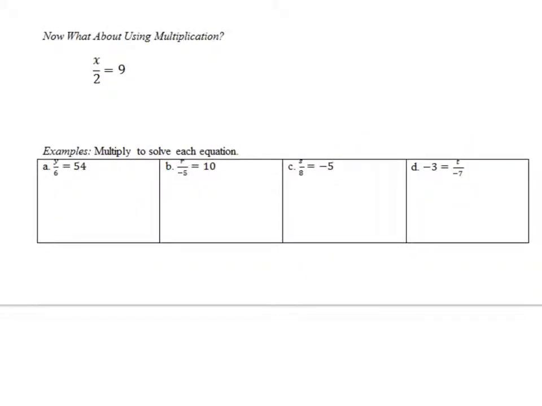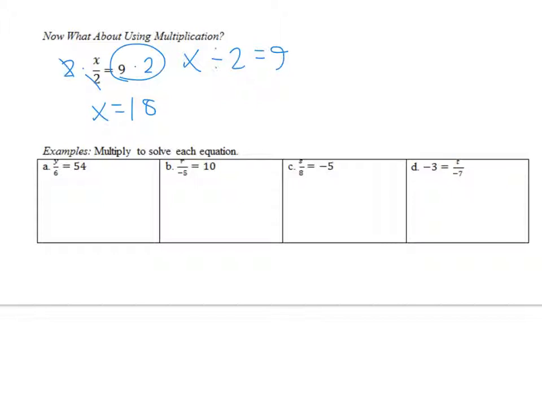Just like we divide both sides when they're multiplying, we're going to multiply both sides when you're dividing. So this is x divided by 2 equals 9. In order to get rid of the dividing by 2, we're going to multiply both sides by 2. This is going to be 2 divided by 2, which is 1. So x equals 9 times 2, which is 18.